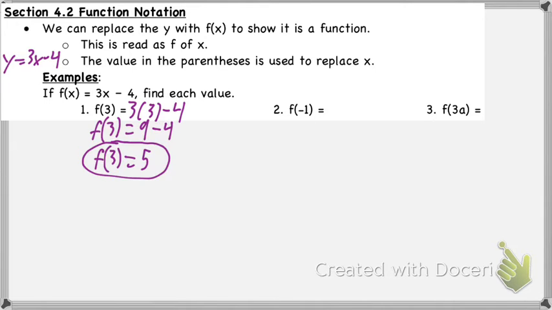So, notation just means how we're writing something. Okay, like notes. So for function notation, to show it's a function, we're going to replace y. If this is y equals 3x minus 4, we're going to replace y with f of x. It means the same exact thing, and we use it the same exact way. It's just an f to tell us it's a function.